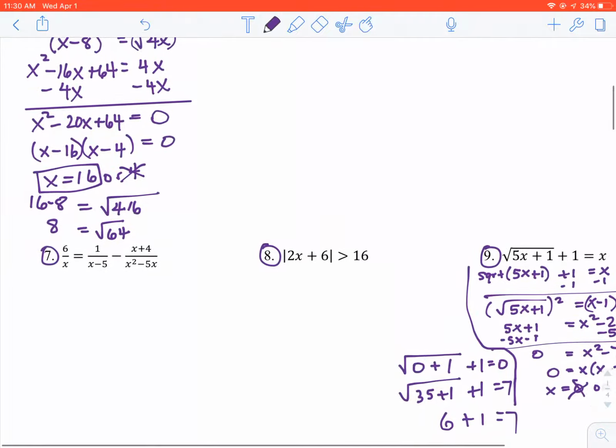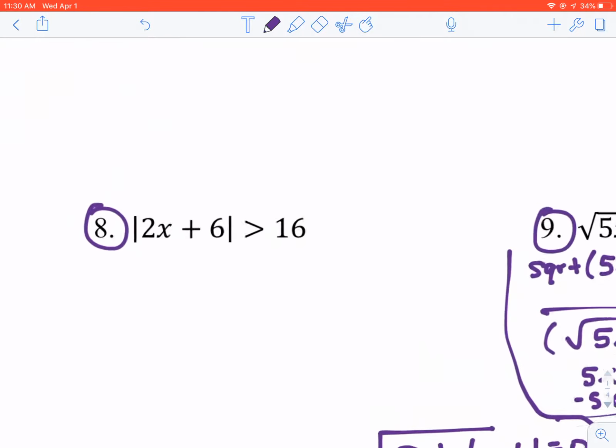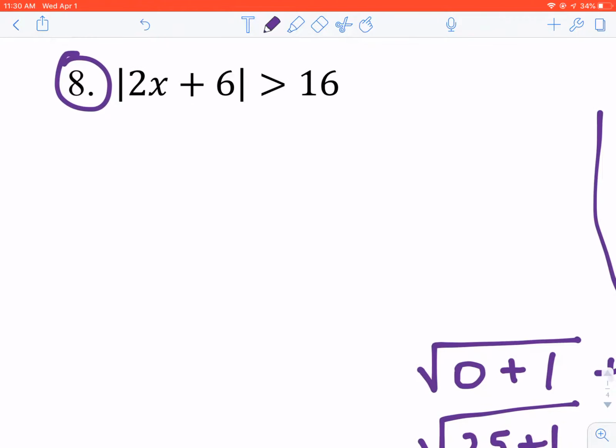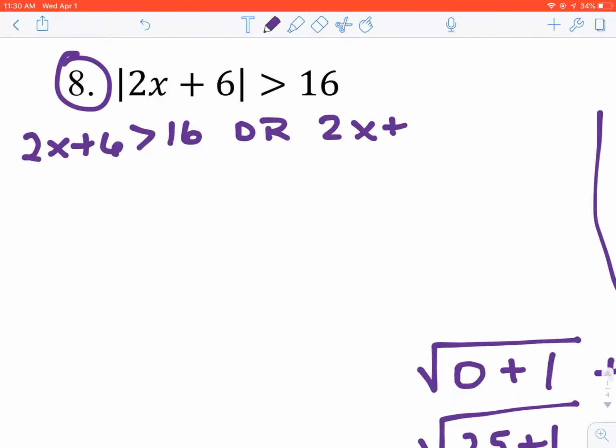Absolute value, let's do an absolute value inequality. Remember, greater than is an or statement. Less than is an and statement. Okay, so this is going to be 2x plus 6 is greater than 16, or 2x plus 6 is going to be less than negative 16. Remember, we switched the inequality and the sign. Don't change the thing inside the absolute value, just the thing on the outside.